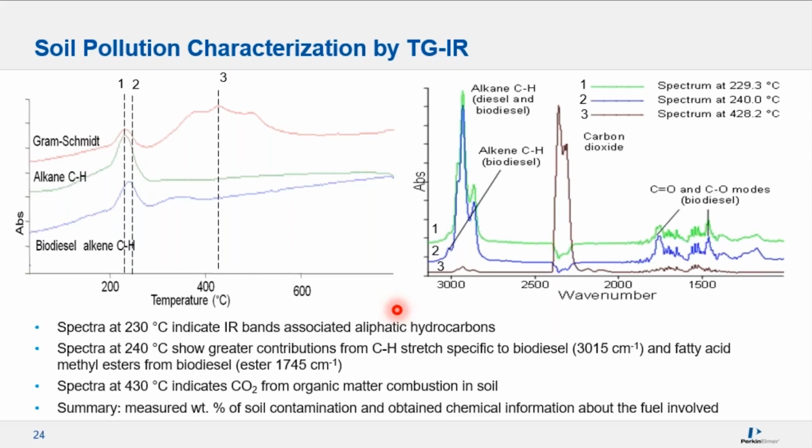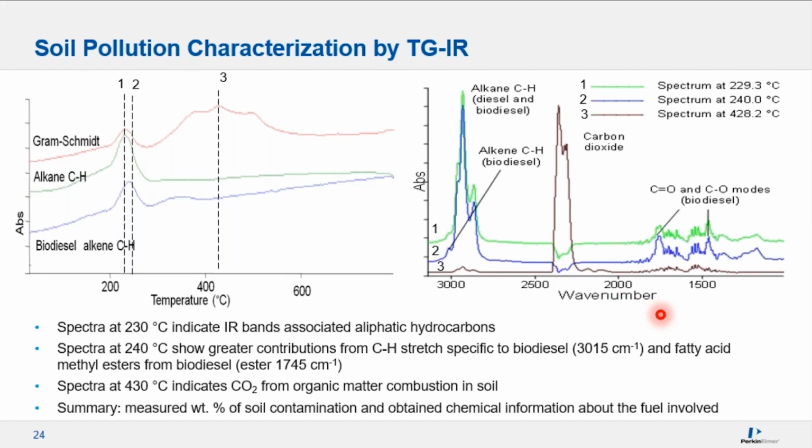And the FTIR spectra shows us mainly carbon-hydrogen stretching from this alkane characteristic of diesel. So if we look at the second snapshot at 240 degrees, so evolving at higher concentrations, just at a slightly higher temperature, we see some other spectral features appear. So we have this shoulder at 3015 wave number. This is corresponding to alkene carbon-hydrogen stretching. And then we also have this peak at 1745 wave number. So this is corresponding to the ester bond in fatty acid methyl esters from biodiesel.